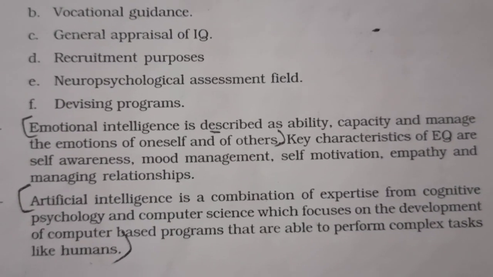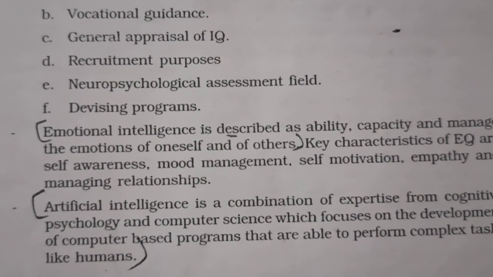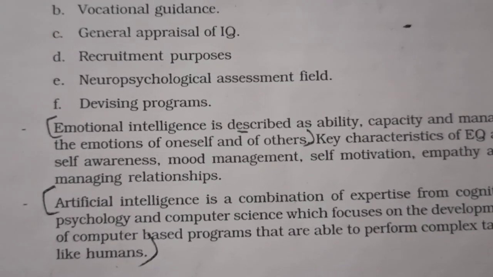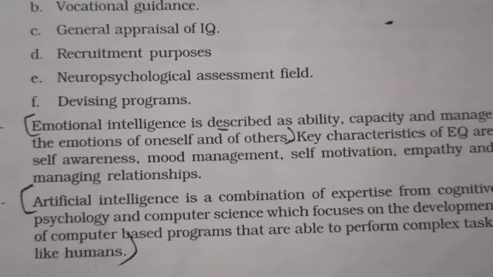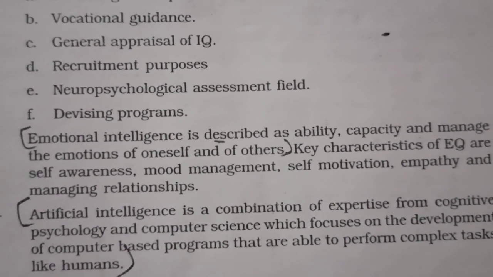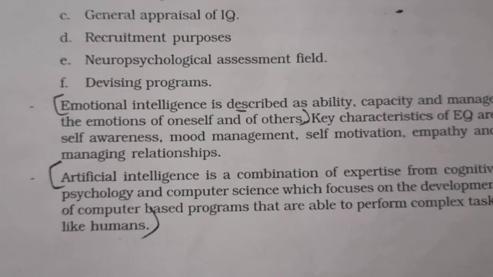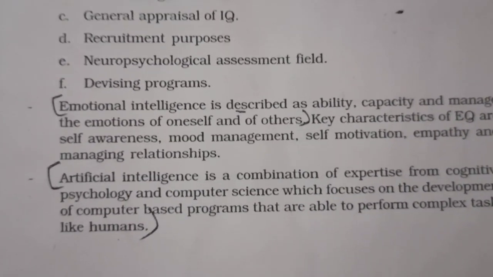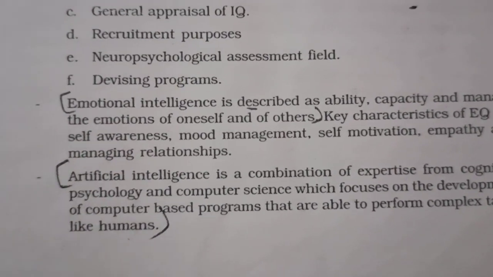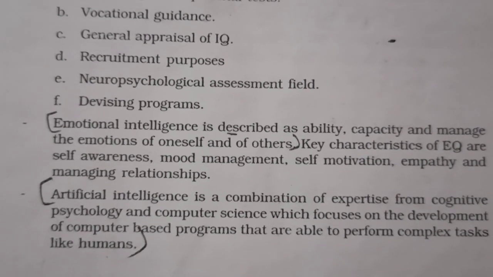Humans know how to deal with any situation, any problem, on their own or with some support. So here cognitive psychology and computer science have come together to develop a computer based program. Artificial intelligence is a computer based program to perform complex tasks. So we are done with the chapter, so we should stop here.